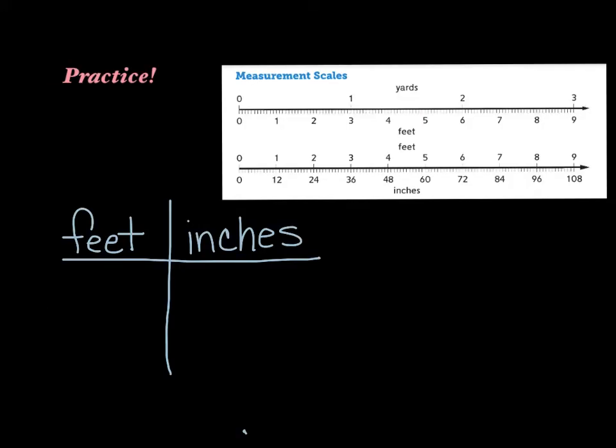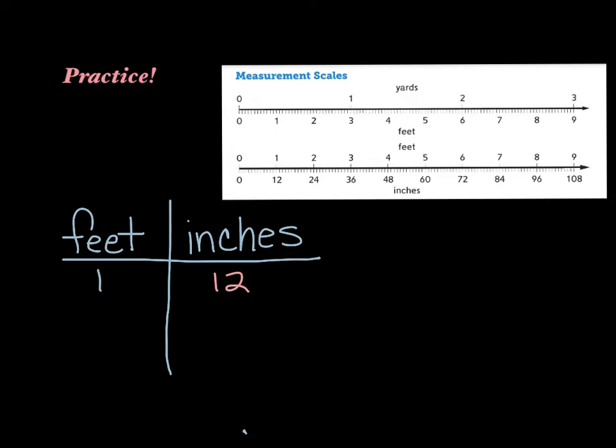So let's do some practice. Again, I've got the measurement scale at the top for you to take a look at, and this time we're going to use this in a table. So let's say that we have 1 foot. How many inches would that be? Think about which one of those charts would you use, top or bottom. Hopefully you're looking at the bottom. All right, so 1 foot is going to be equal to 12 inches.